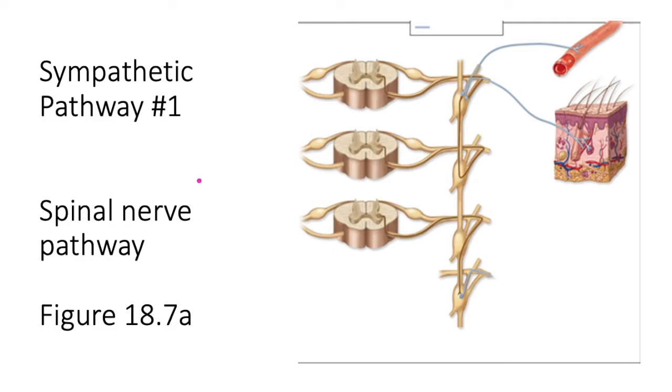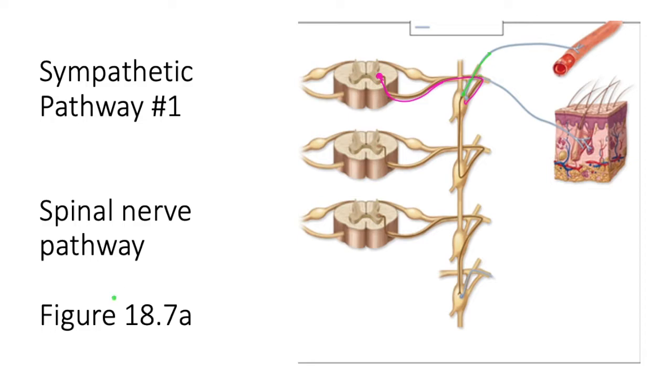Sympathetic pathway number 1. We call this the spinal nerve pathway, and that's because it goes back to the spinal nerve. So your preganglionic neuron starts here, as always, in the lateral horn, sends its axon through the anterior root into the spinal nerve and into the sympathetic trunk. And from there, the postganglionic neuron, which I'm going to do in green, goes back out to the spinal nerve. I don't need you to know that specifically. I'm just telling you because that's what its name is, and I'm explaining why it's got that name.